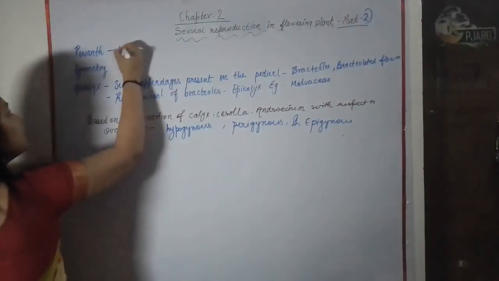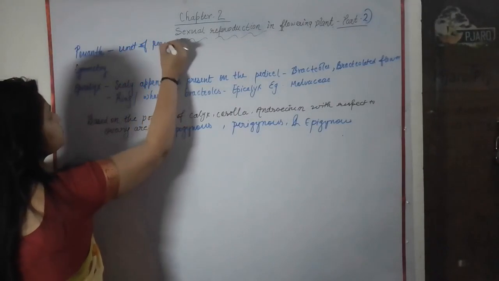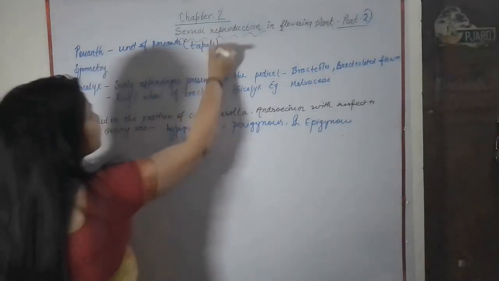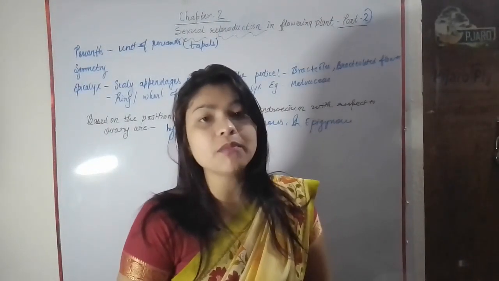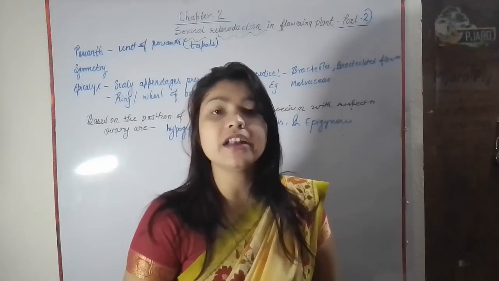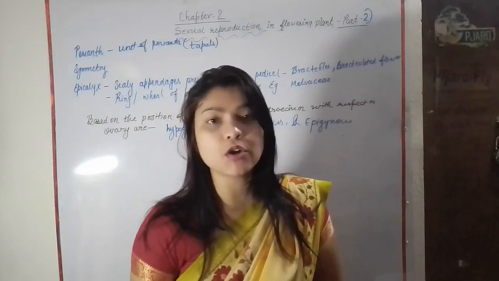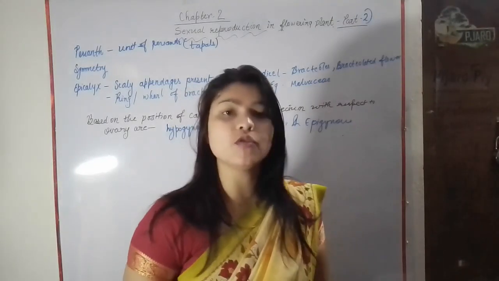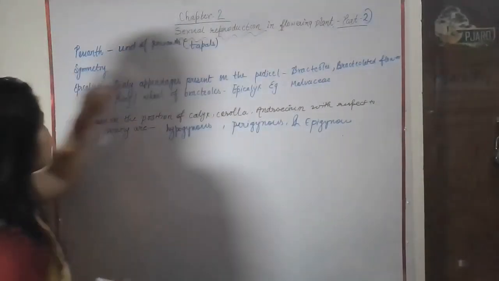The unit of perianth is tepal. Clear? Tepal is what? When the calyx and corolla both are fused together and we fail to recognize whether it is the calyx or the corolla, it is the combination of those two things, which is known as the perianth. Clear? Come to the next, that is the symmetry.